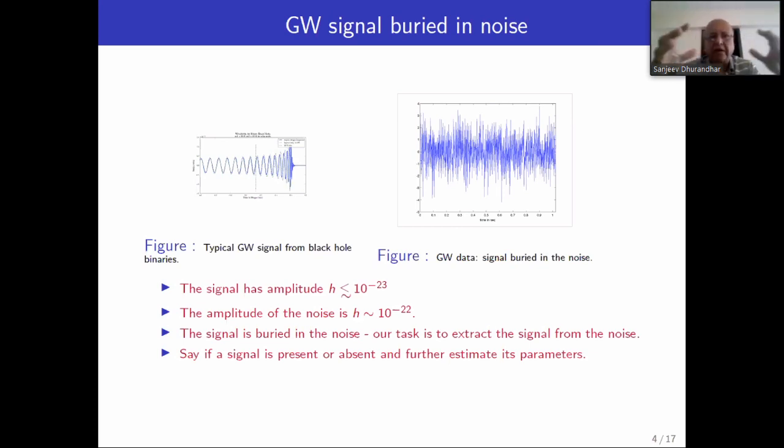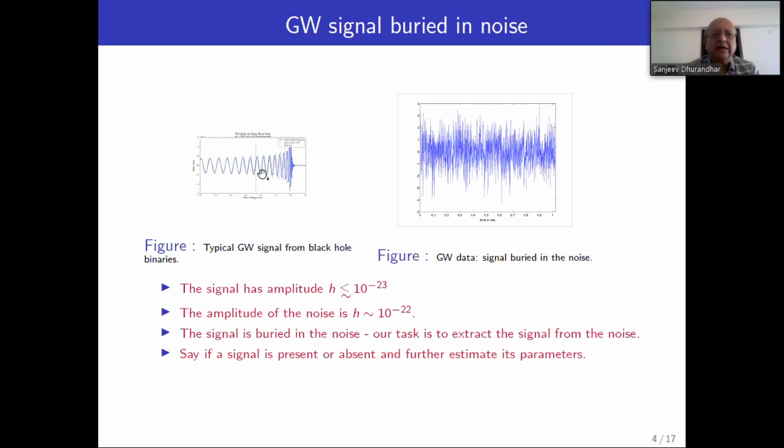And once the black hole is formed, the black hole also oscillates before it settles down into a spinning black hole or a stationary state. So then you don't get any signal and the signal dies out. You don't see anything. h is zero after that. So this is the kind of signal.